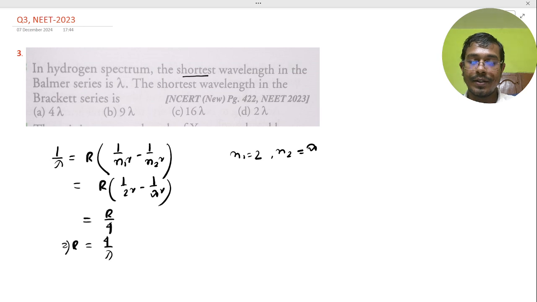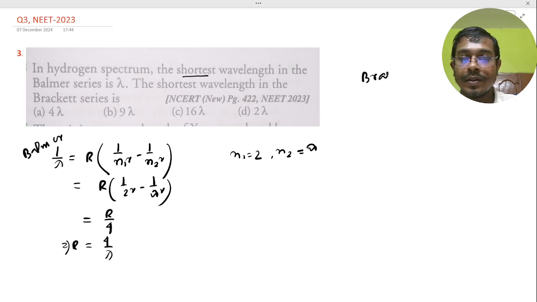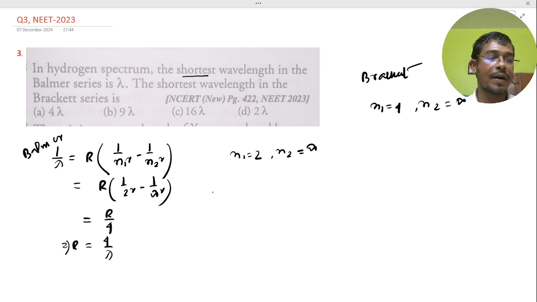This is for the Balmer series, and for the Brackett series n1 is equal to 4. All the questions are coming from my summary lecture of the topic. The formula is very important, so I first discuss all the summary. All the problems you see coming are of the same type.